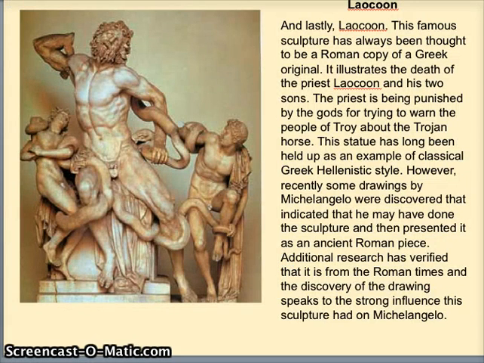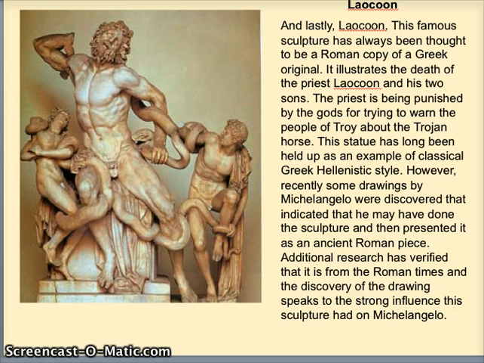So lastly, let's look at Laocoon. This famous sculpture has always been thought to be a Roman copy of a Greek original. It illustrates the death of the priest Laocoon and his 2 sons. The priest is being punished by the gods for trying to warn the people of Troy about the Trojan horse. Now this statue has long been held up as an example of the classical Greek Hellenistic style.